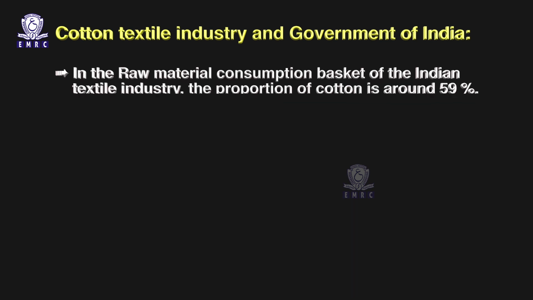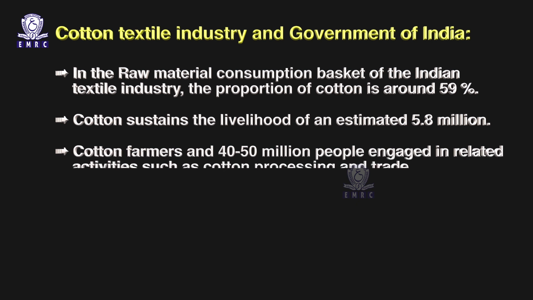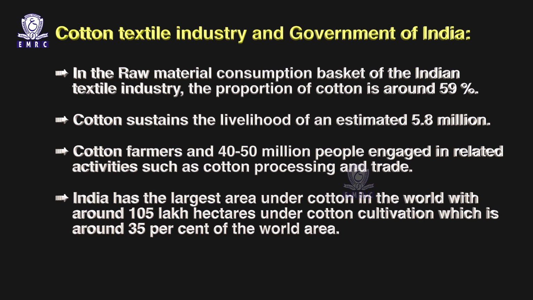Now let's look at cotton textile industry and garment of India. Cotton is one of the most important cash crops in India, and the country accounts for around 25% of the total global fiber production. In the raw material consumption basket of the Indian textile industry, the proportion of cotton is around 59%. Cotton sustains the livelihood of an estimated 5.8 million cotton farmers and 40 to 50 million people engaged in related activities such as cotton processing and trade. India has the largest area under cotton in the world, with around 105 lakh hectares under cotton cultivation, which is around 35% of the world area.